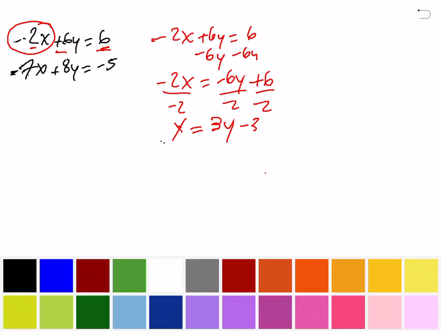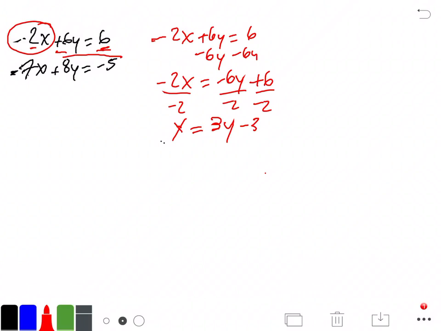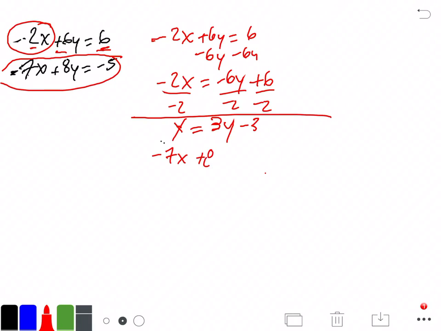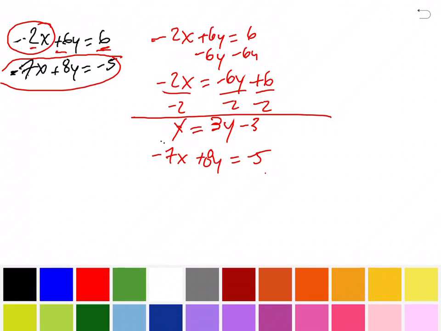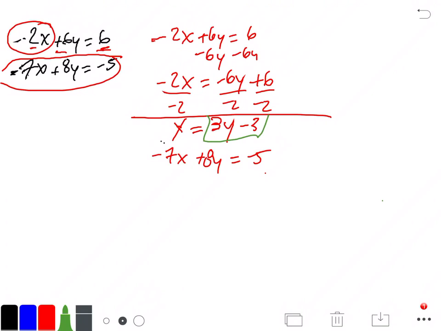I can now take this bottom equation and rewrite it to finish the system: -7x plus 8y equals -5. At this point, we're actually to where we need to do some replacement. So I'm going to take my value for x, and I'm going to plug it into the bottom equation. Careful that there's a -7 there, so the -7 needs to stay. -7 times the quantity 3y minus 3 plus 8y equals -5.